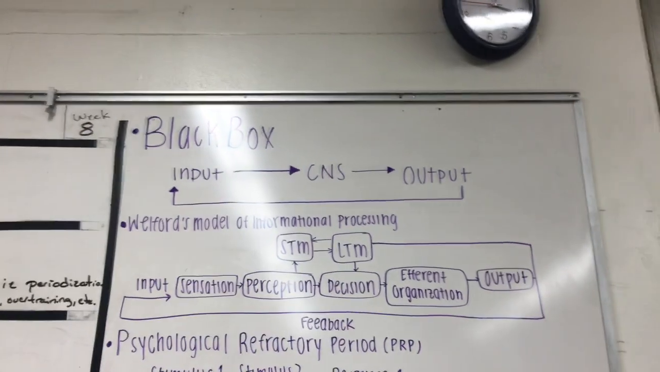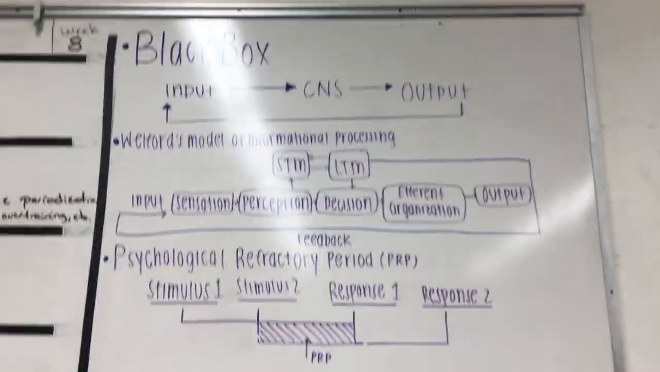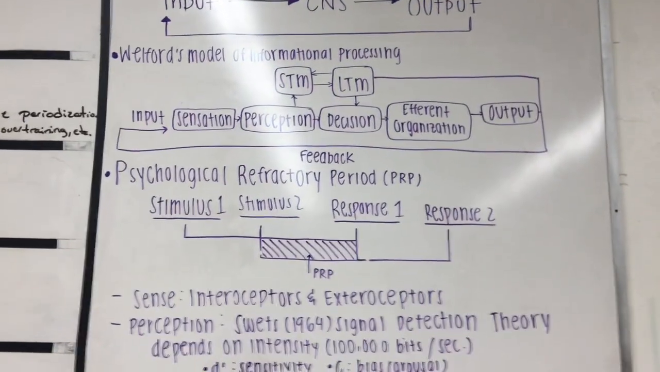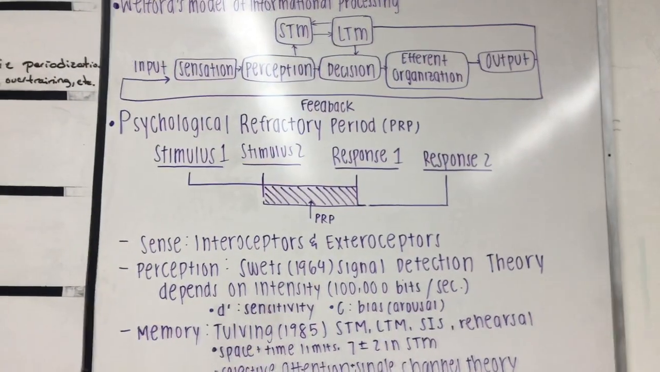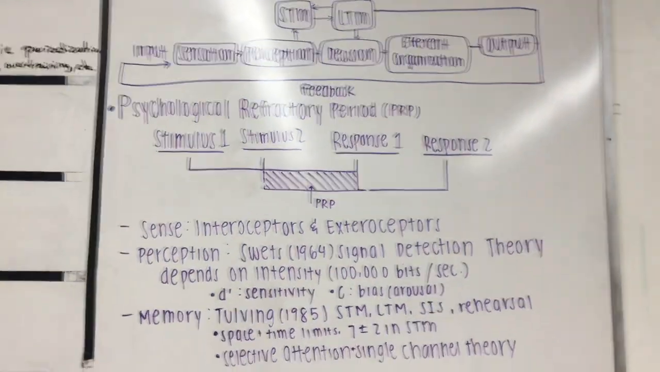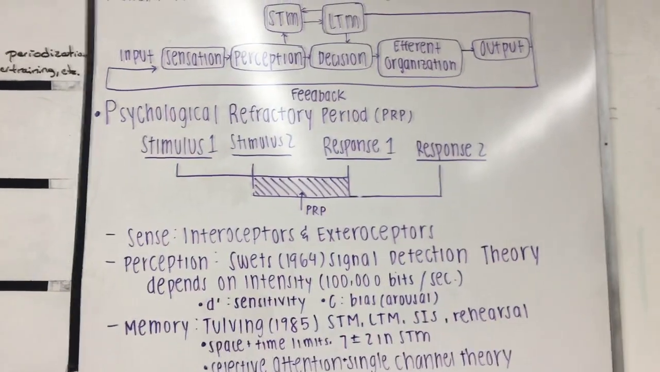See, there is the black box model of input, central nervous system, and then output. Down is Wilford's model of information processing, all the stuff we went over, and then PRP, which Kyle went over. And as you can see, that little PRP is the little period between the two stimuluses and the two responses. And that is all.